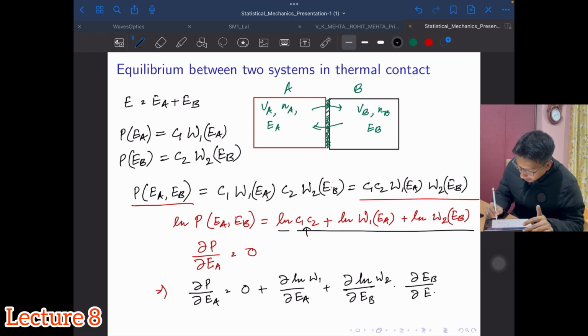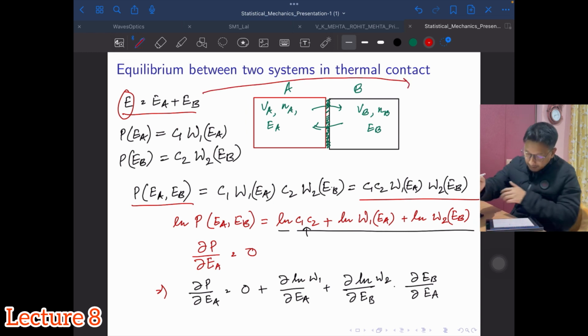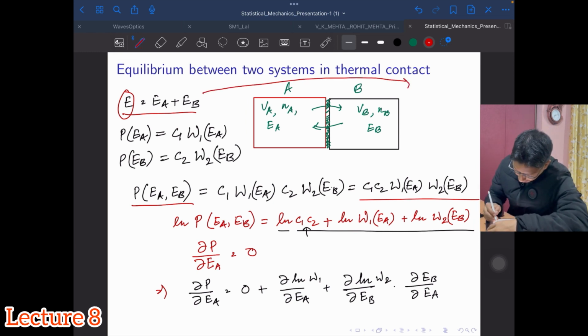del EB by del EA. Now from the expression we have written on top, I can see that since this total energy is constant, I will get an expression from there. Okay, let me just write it this side. So I will get an expression in that case, that if I differentiate this expression, EB by EA, we will get a -1.